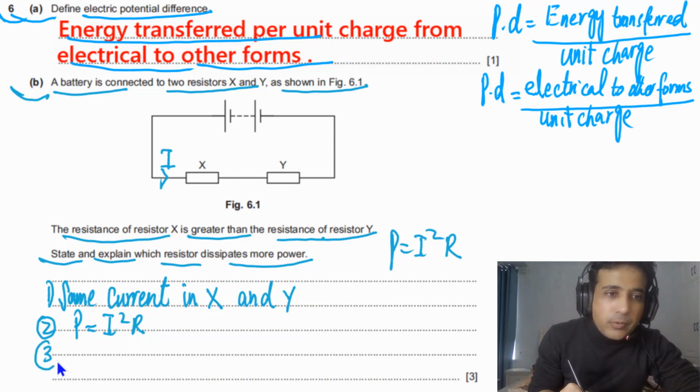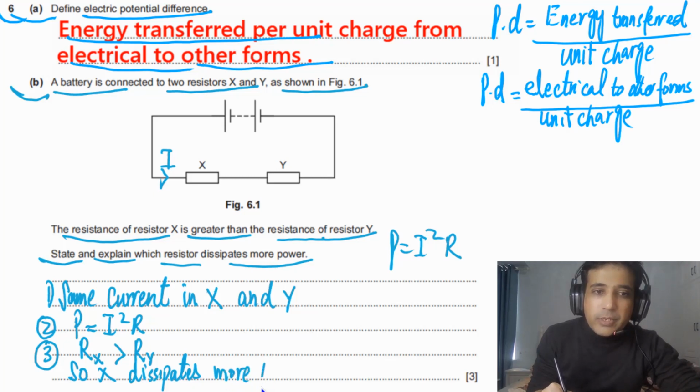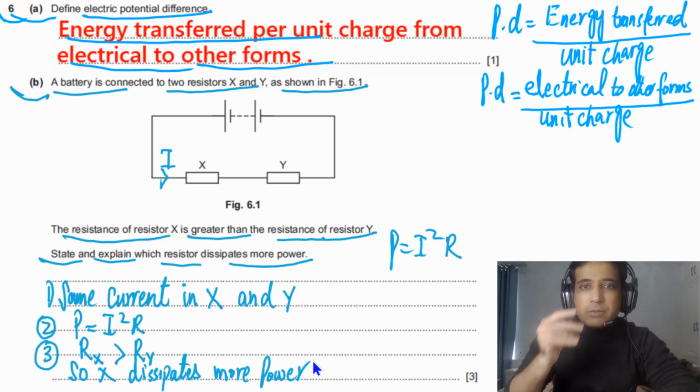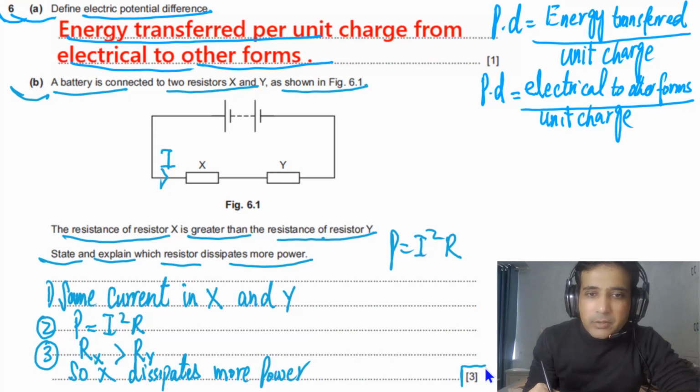And the third point, you can say power dissipated in X will be greater because Rx is greater than Ry. So more power dissipated in X. So we can say X dissipates more power. So this is how you can write down your answer. So quite straightforward question, but you need to understand how to write down these steps. This question has 3 marks, so you need to write down at least 3 points.